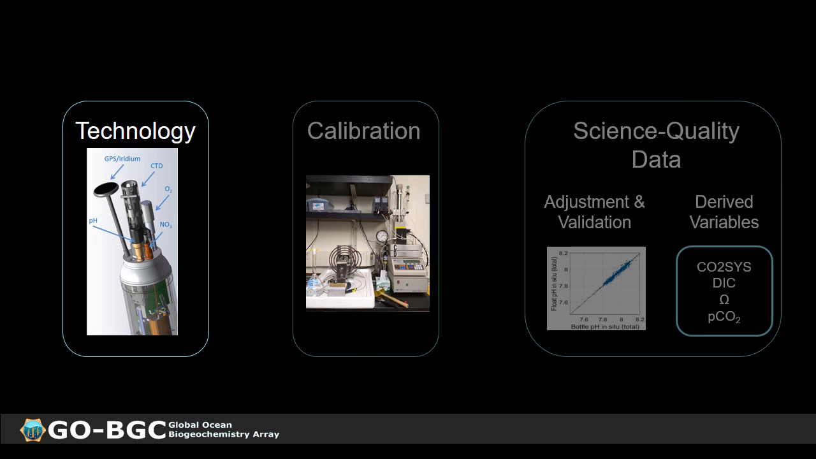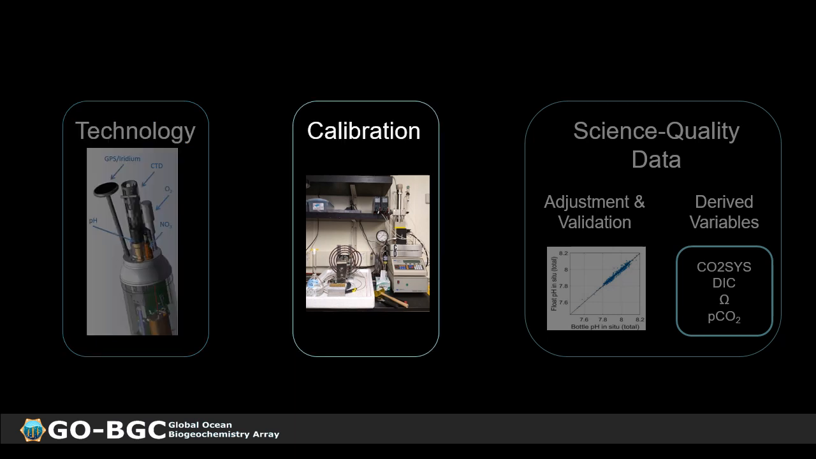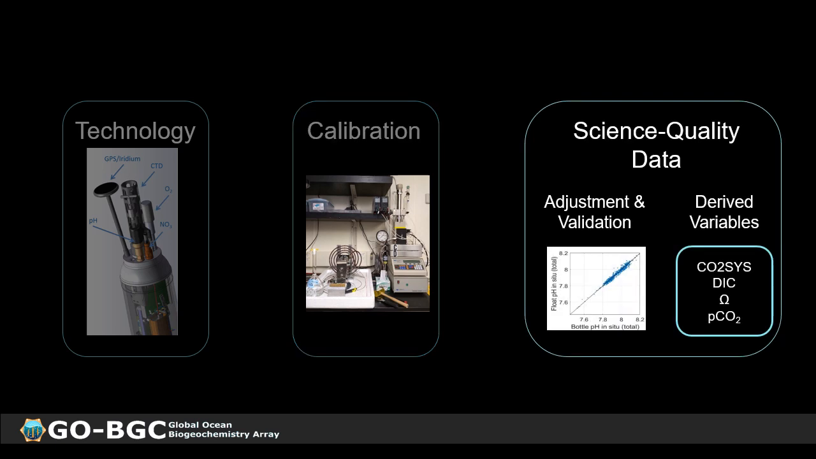So this is a quick outline of my talk. I'm going to first talk about the pH sensing technology and how the sensor works. I'm going to go into how the sensors are calibrated, and how we generate science quality data, so how pH data are adjusted and validated, and then also specifics on how derived variables such as DIC, saturation state, and PCO2 are calculated from the float pH data.